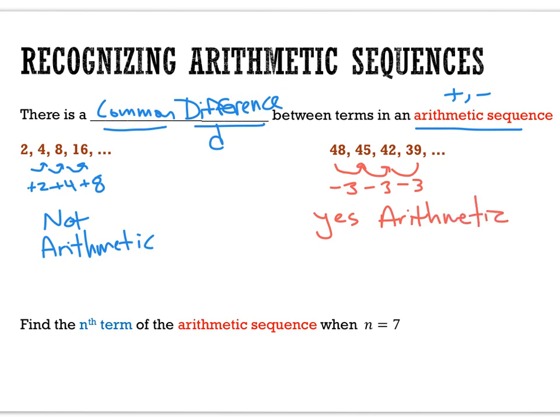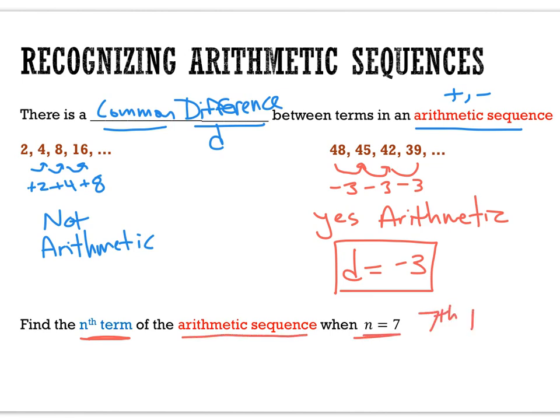And what we're basically going to say is that the common difference is equal to negative 3. So that common difference is that value that it's either adding or subtracting every time. And so the idea here is what we talked about, the nth term of an arithmetic sequence when n is equal to 7. This is basically saying find the 7th term.